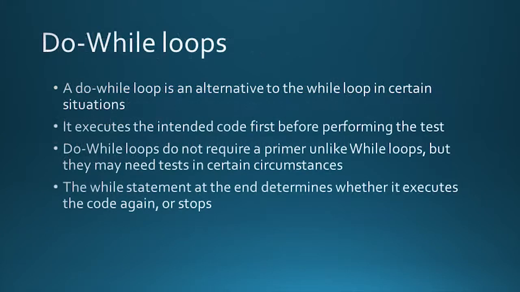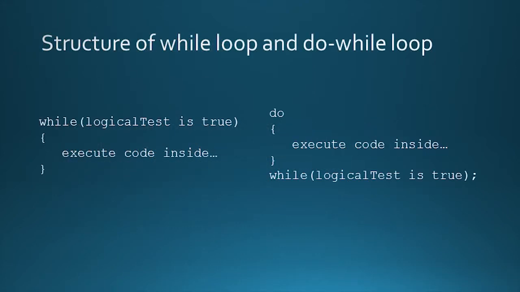A do while loop is an alternative and a reverse of the while loop. It'll execute the code first, and then it'll test it to see if it repeats it. The do while loop, in the case of the restaurant calculation, wouldn't need a primer because it can execute the user input and test it afterwards.